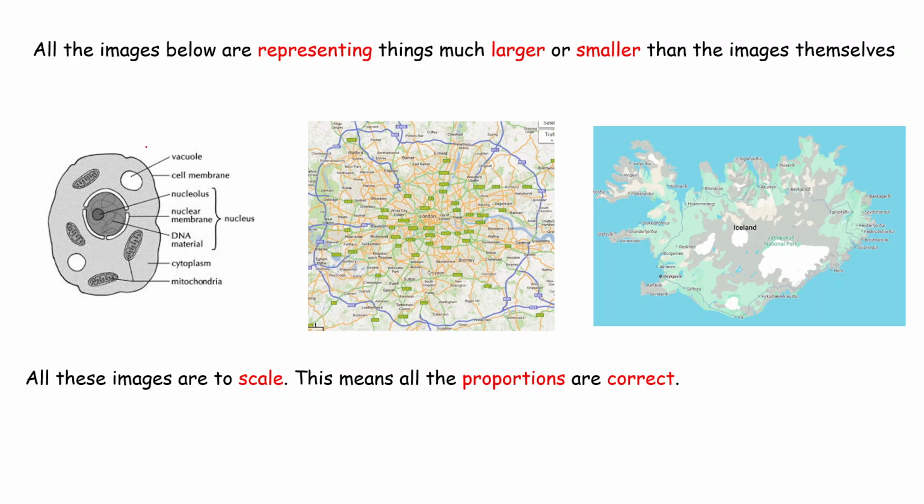Similarly, this is a big version showing what a cell looks like, and then you've got maps. Of course, in real life, places like London and Iceland are enormous places, and to show it on a map, you've got to scale things down so it's much smaller than the real thing. So you can show the whole of London on something like this, because you're scaling down that size. But really important, these images are to scale.